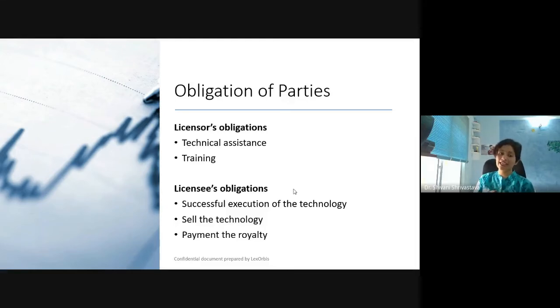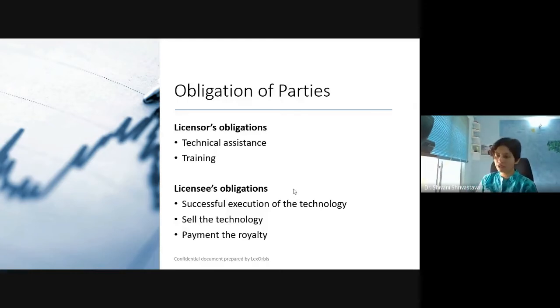Then if we talk about the licensee's obligation, the main important obligation is successful execution of the technology. They should be able to execute the technology in an industry, meaning they should be able to manufacture the product, and later on they should be able to commercialize the product in the market. That means they should be able to sell the technology. And the licensee should pay the royalty within the given time. The timely payment of royalty is very important.